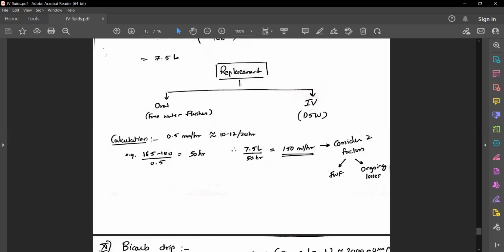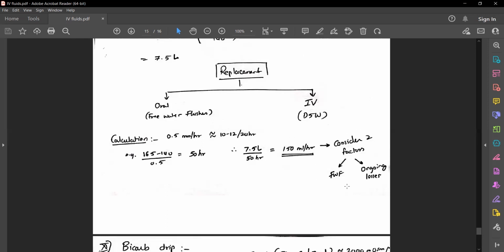So 7.5 liters over 50 hours will be equal to about 150 ml per hour. Now, when you get this rate, remember that in the patients who are hypernatremic, you will have to frequently check their sodium, especially in the initial phases, at least every 4 hours, if not 2 hours, to make sure that their sodium is not correcting too rapidly.